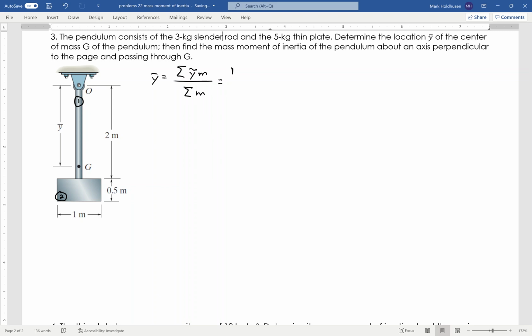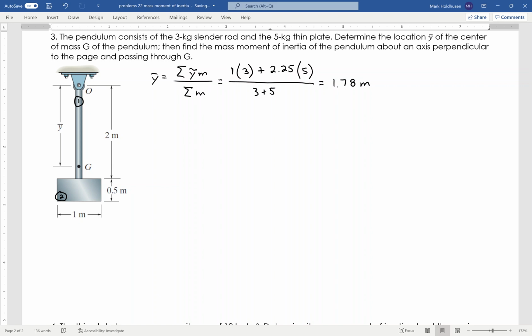And the mass of the rod is 3, plus what's going on with the plate, which is 2.25 away. The center of that plate is 2.25 from O, and its mass is 5. I divide that by the total mass, which is 3 plus 5, and I find that y bar equals 1.78 meters from point O.